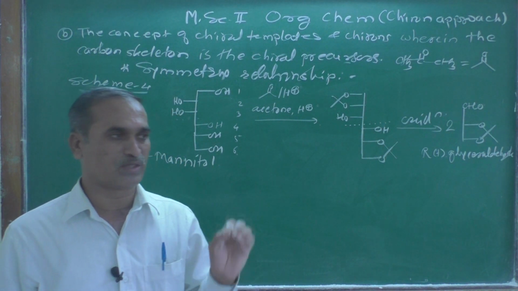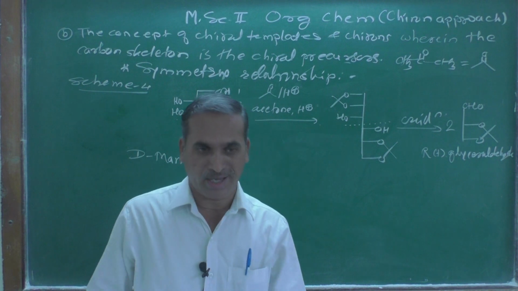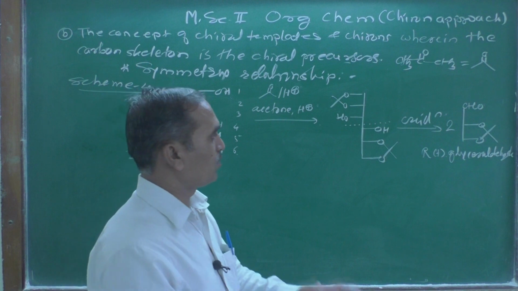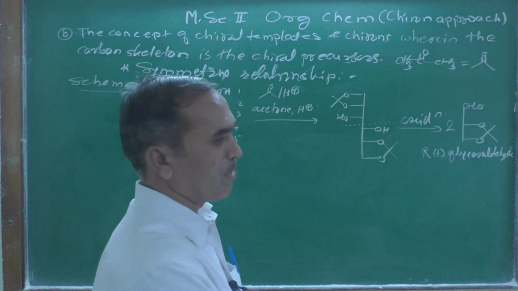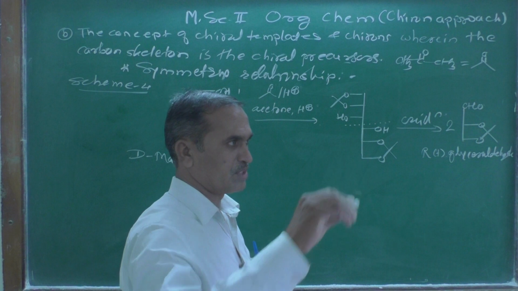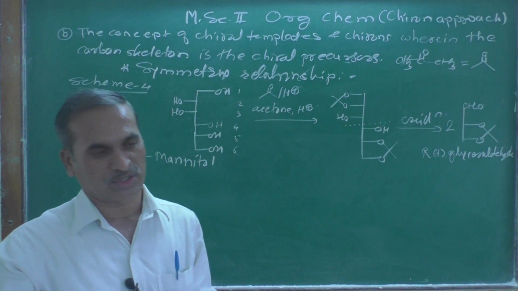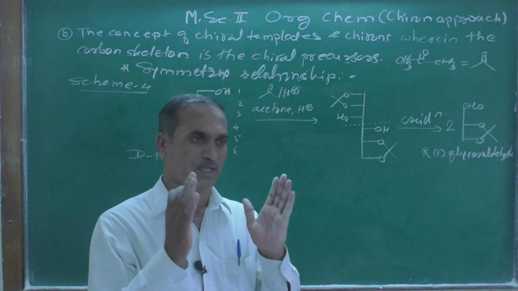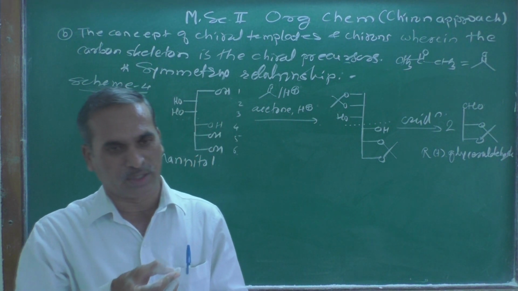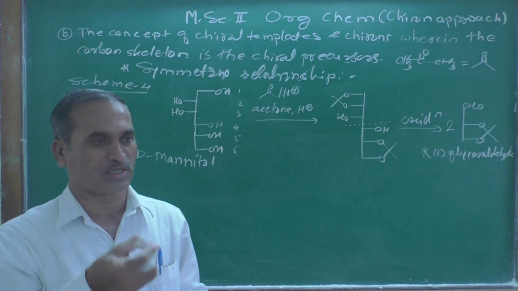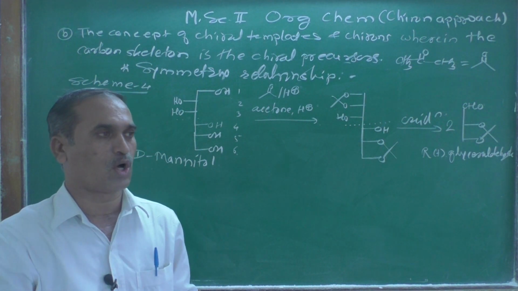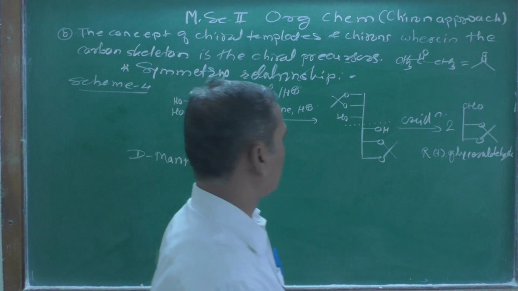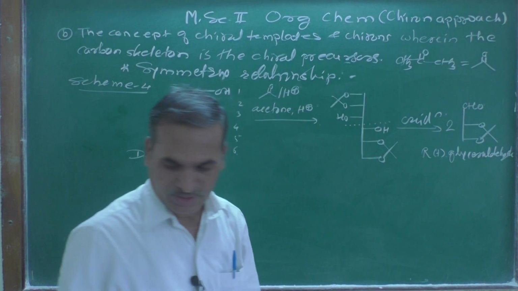The sequence rule means what? The sequence rule is the arrangement of priority groups around the chiral center, and by following that rule we can see the rotation. If the rotation is in a clockwise manner, that configuration is called the R configuration. If the rotation is in an anti-clockwise manner, then that is called the S configuration. So that is the first step over here.